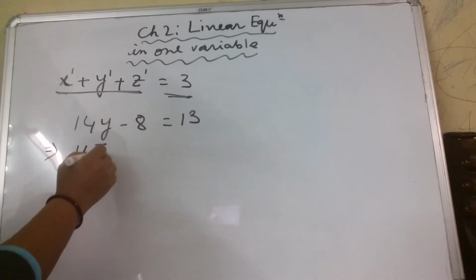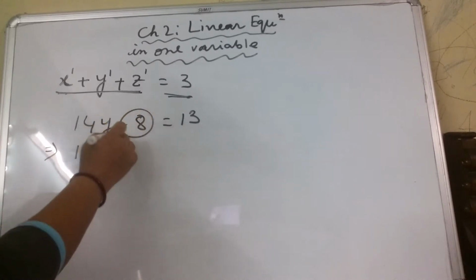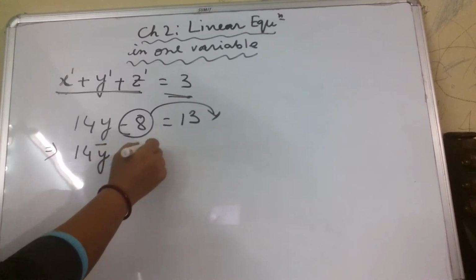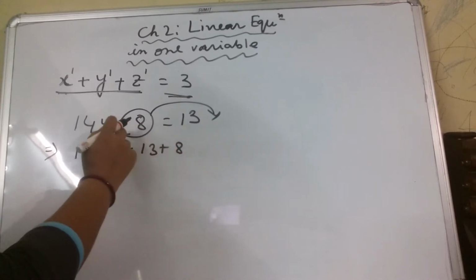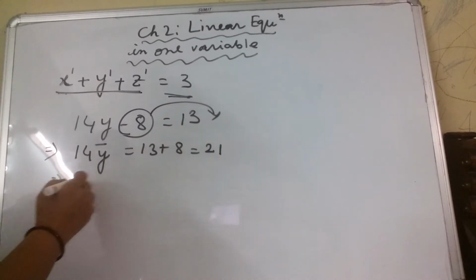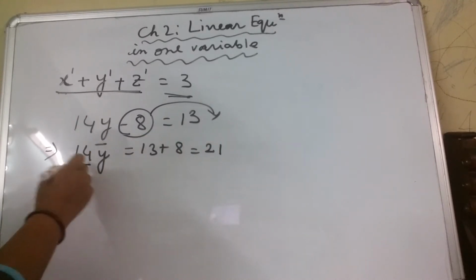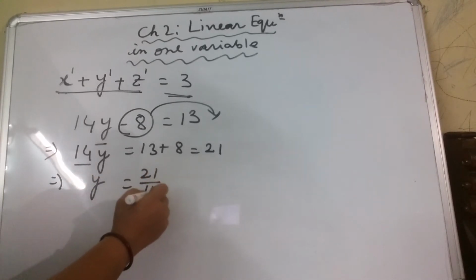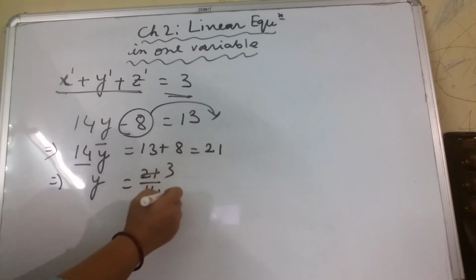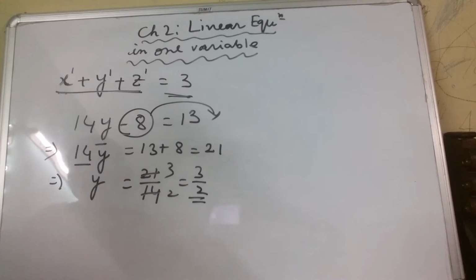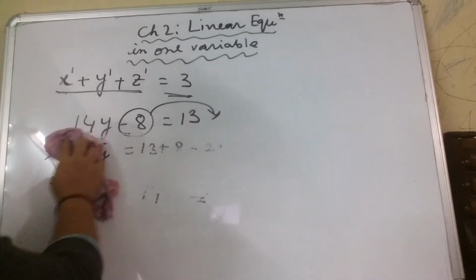Now 14y, this minus 8, I will transpose it to the right hand side of this equation. So it is minus 8, it will become plus 8. Okay. And next it is multiplication, so we have to divide. So your answer is 2. Okay. This way we can solve a linear equation.